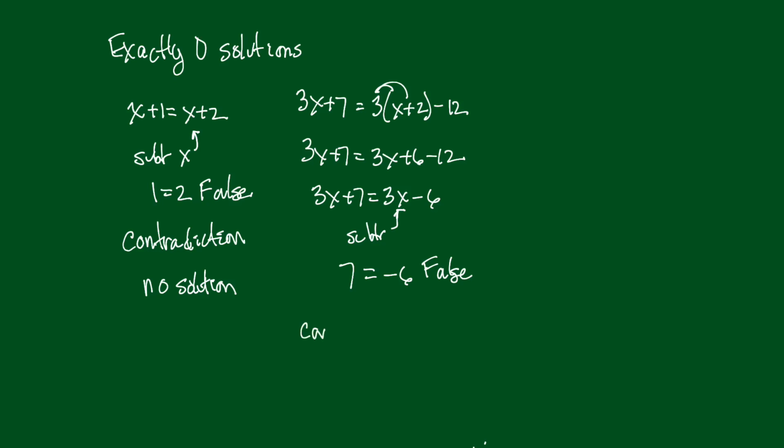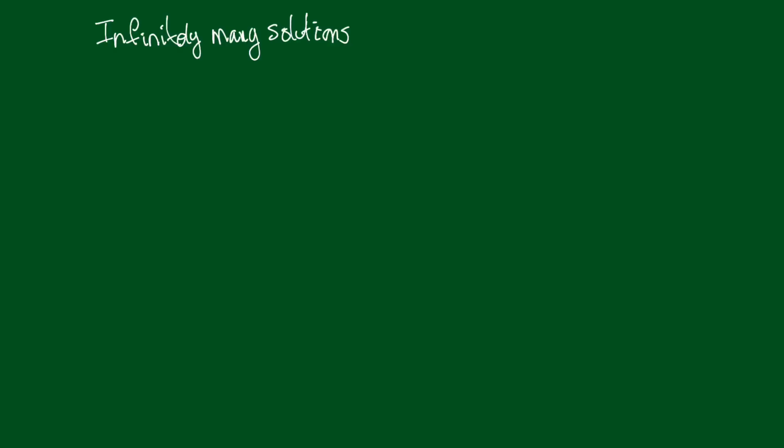So what you get here is a contradiction. And whenever you get a contradiction, that means no solution. Okay, or actually, I'll do it over here. Number of solutions. Looks like there's 0 as a solution. So let's just say 0 solutions. The number of solutions is 0.